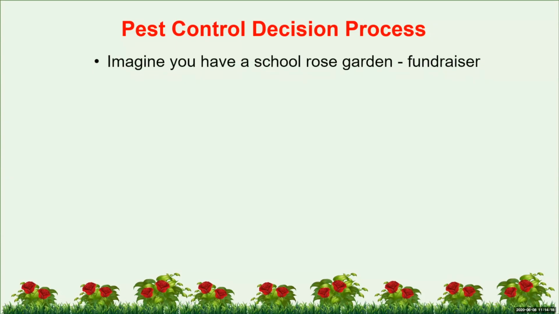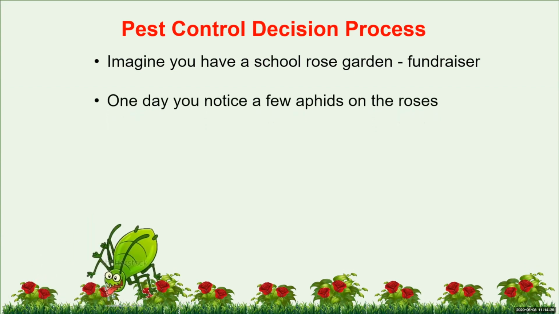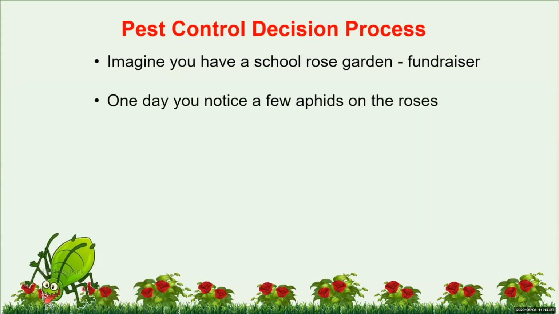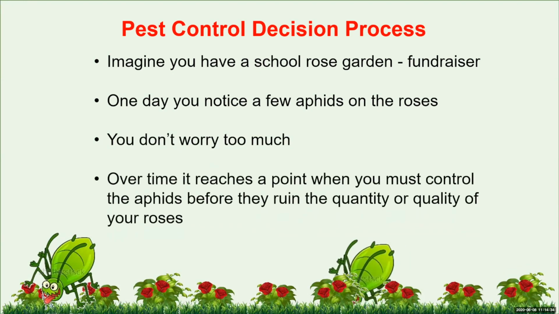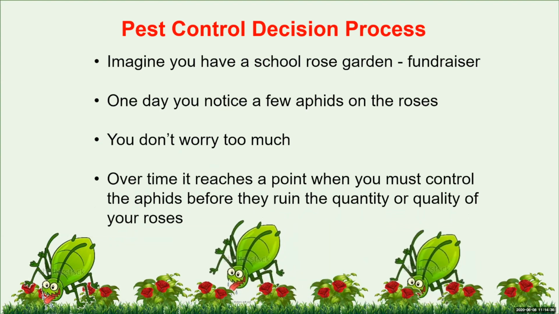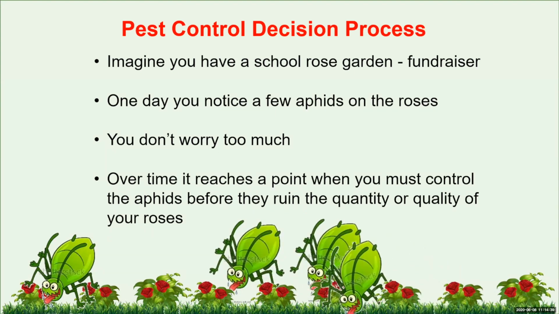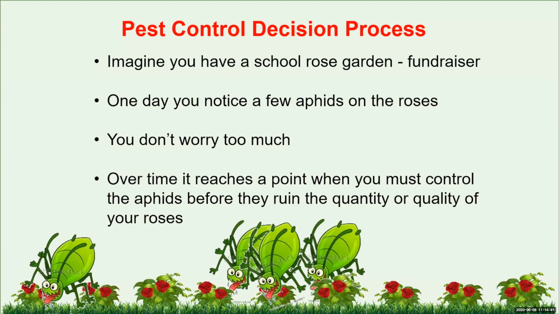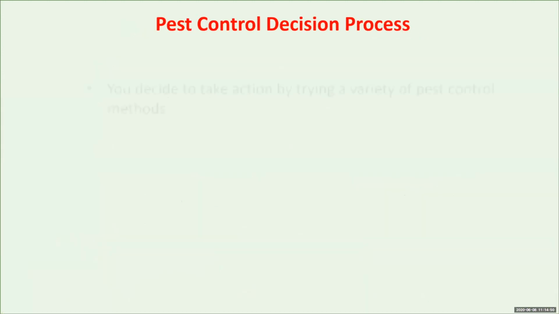It's a fundraiser. Maybe you're growing roses for a Mother's Day project, and one day you notice a few aphids on the roses. No big deal, it's just a few. So you don't worry too much. But over time, it reaches a point when you think, wow, there are a lot of aphids. I better do something. I have to control these aphids before they ruin the quantity or the quality of the roses, because otherwise we'll lose money on this project.